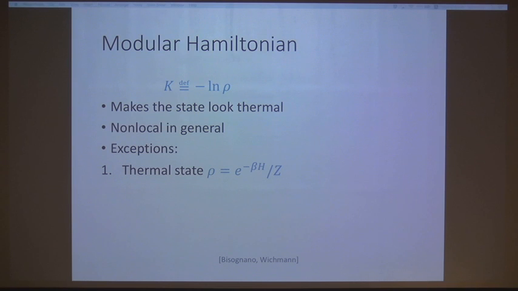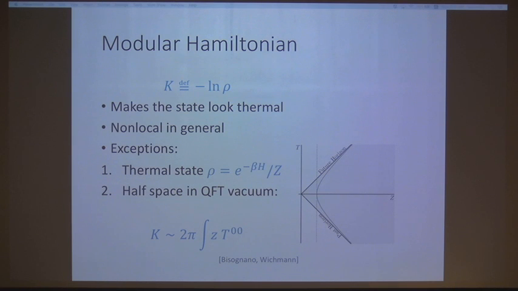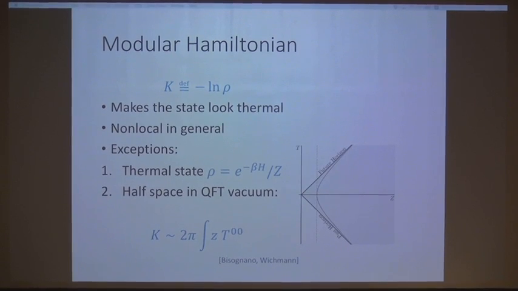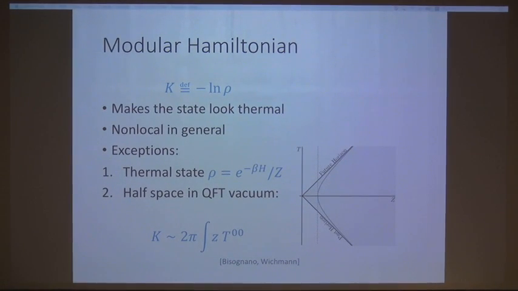There are several exceptions where it is local despite the generic case. The first case is, of course, when the state is already thermal with respect to a local Hamiltonian. Then the modular Hamiltonian is basically H plus a constant. If H is local, then the modular Hamiltonian is local. The second important case is when we are considering a half space in the vacuum state of a quantum field theory. In this case, the state is thermal with respect to the boost. So the modular Hamiltonian, up to a constant which I'm dropping here, is written as an integral of z, the coordinate orthogonal to the boundary of the half space, times the stress tensor. This is a general statement in a Lorentz invariant quantum field theory.